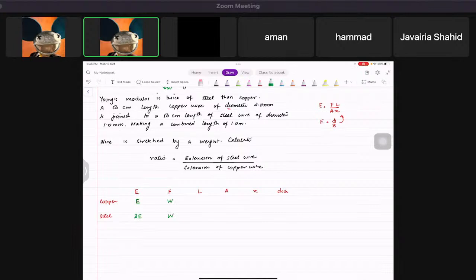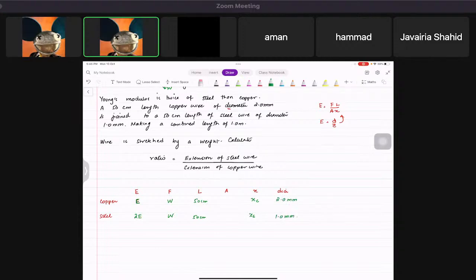Both have the same length, which is 50 centimeter. And now area is not given. The extension on copper is what we need to find, and extension of steel is also needed because of the ratio. But the diameter is given. So if you look at it, the diameter of copper wire is 2 millimeter and the diameter of steel wire is 1.0 millimeter.